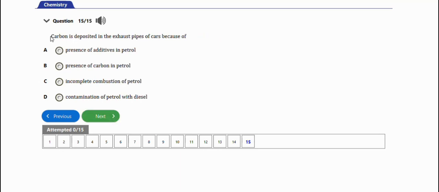Last question to end this video. It says carbon is deposited in the exhaust pipes of cars because of presence of additives in petrol. No. Presence of carbon in petrol, no. Incomplete combustion of petrol. Yeah, so that's it for this question. Option C, the right answer. So guys, this is how to solve problems involving petroleum or crude oil for your WASSCE chemistry practice with 15 repeated questions for this topic. Hope you learned something interesting from the video.